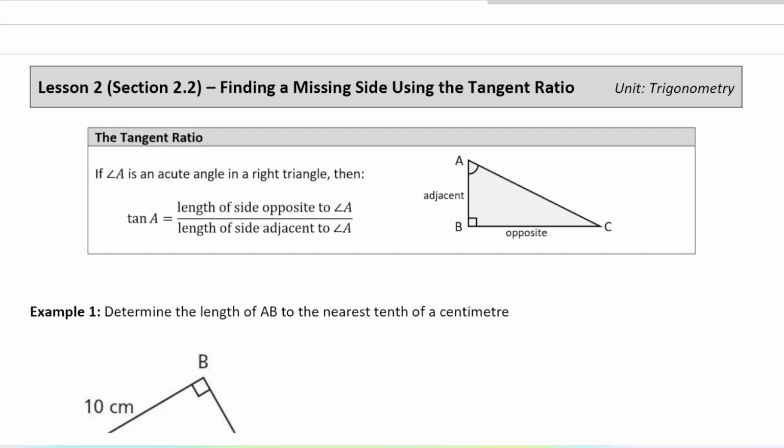In this lesson, we're going to be using the tangent ratio that we defined in the previous lesson to determine a missing side length. So just a quick review, last lesson, if you want to go back and watch it, we defined the tangent ratio and then used it to determine a missing angle. So this time we're going to be using the same ratio to determine a missing side length.